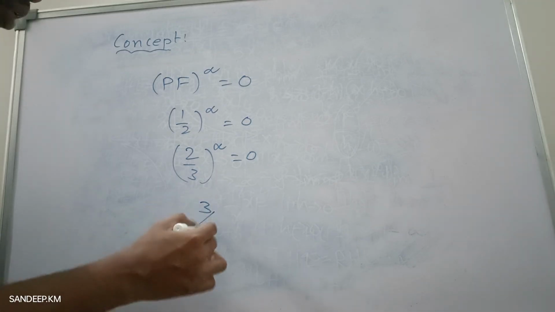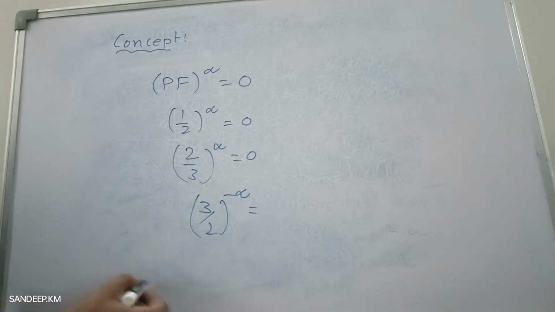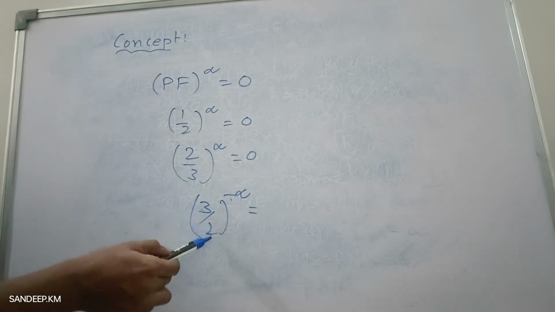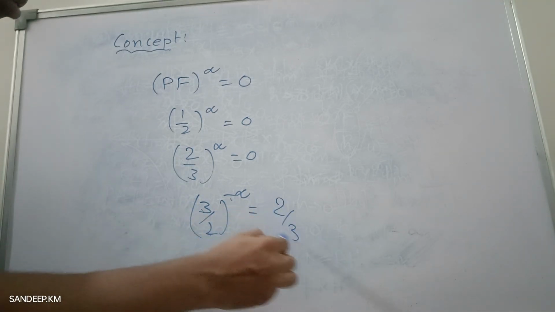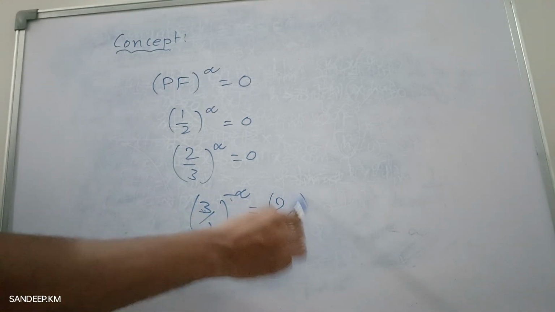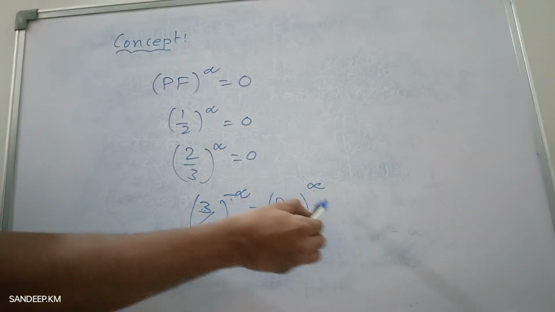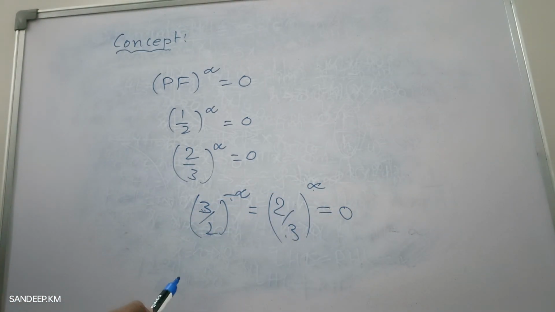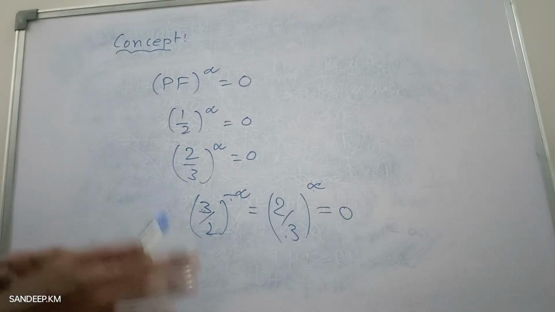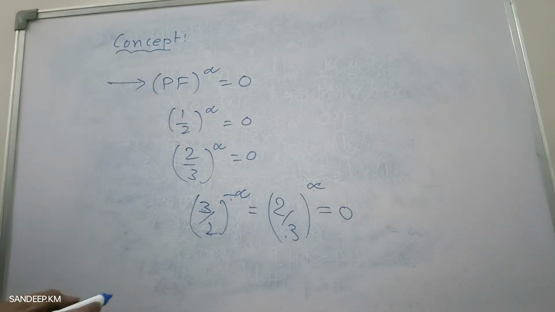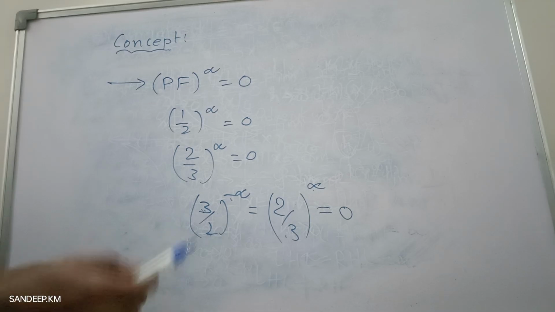Or 3 by 2 power minus infinity. If I want to convert negative power into positive power, then we have to take the reciprocal of the base, correct? Which means 2 by 3. When 3 by 2 becomes 2 by 3, power minus infinity becomes plus infinity. And proper fraction power infinity is equal to 0. So you have to remember this. What we have to remember? Proper fraction power infinity is equal to 0.